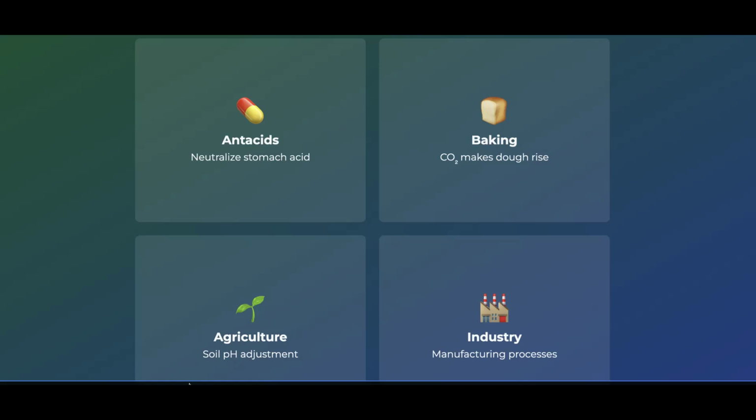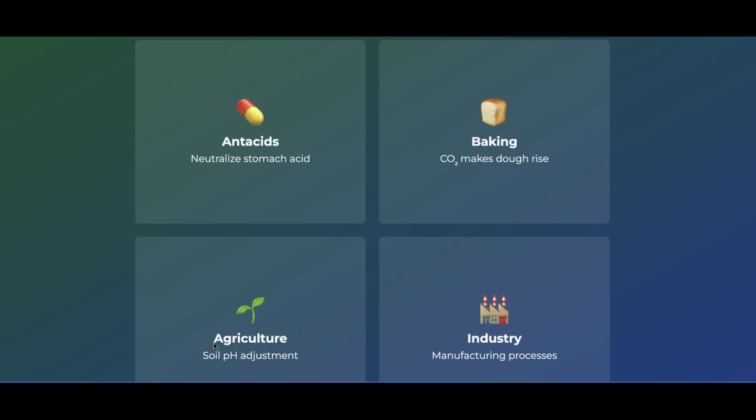Acids and bases are essential in many real-world applications. Antacids: these medicines contain bases like magnesium hydroxide or calcium carbonate that neutralize the excess stomach acid to relieve heartburn and indigestion. The neutralization reaction produces water, a salt, and sometimes carbon dioxide.